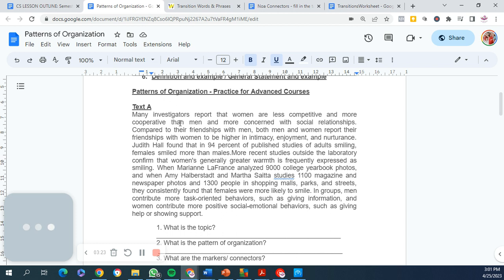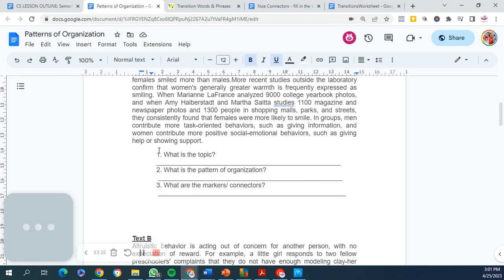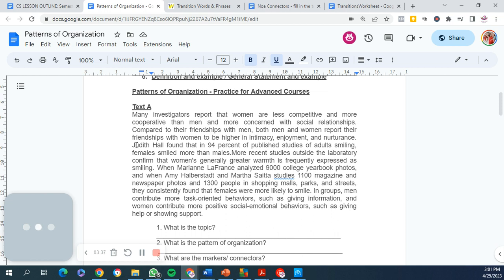So if we look at the first text, you have three questions about these texts. What is the topic? What is the pattern of organization? And what are the markers or connectors? So the topic, I'm reminding you, is not the main idea. Okay, so a main idea is a complete sentence, and it includes the topic, and it's the message about the topic. Okay, I hope you remember that.